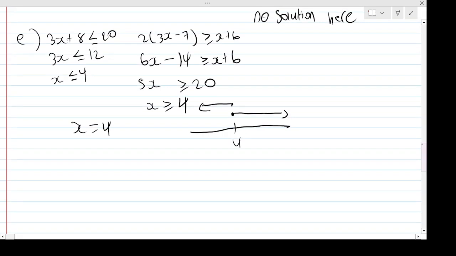Because x has to be less than or equal to 4 and greater than or equal to 4, the only thing that fits into both of these is equal to 4, right? So there we are, and as a set, we can write this as the set of values of x such that x equals 4.